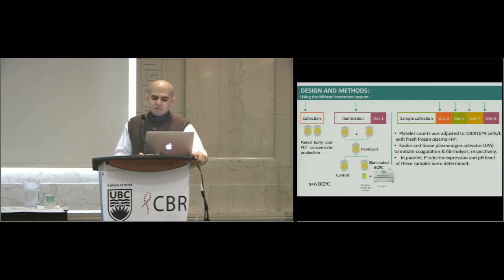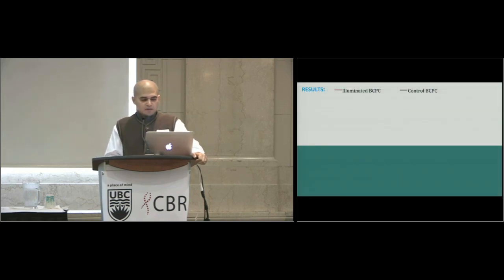When we did the sampling, the platelet count was adjusted to 100 × 10^9 cells per liter using fresh frozen plasma. Choline and tissue plasminogen activator were used to activate the platelets, to standardize the coagulation level, and also to standardize and challenge the fibrinolysis system in the test. In parallel, we used P-selectin to assess the activation level of these units as a quality control test, and we also checked the pH level of the sample when we did the testing.